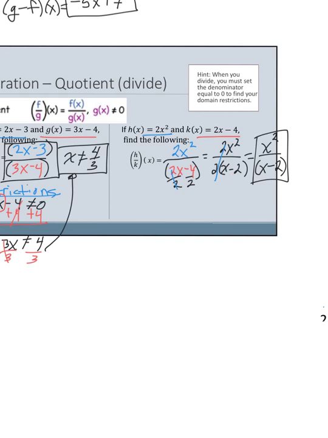So let's find our restrictions. So I'm going to abbreviate this, restrictions. So we're going to take the x minus 2 and set it not equal to 0, and then we're going to solve. To get x by itself, you add 2. And so you end up with x not equaling 2. So then that has to be part of our answer. x cannot equal 2.